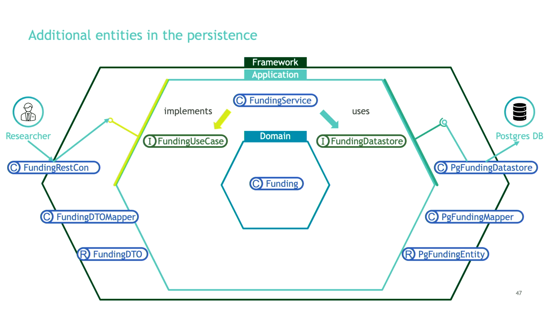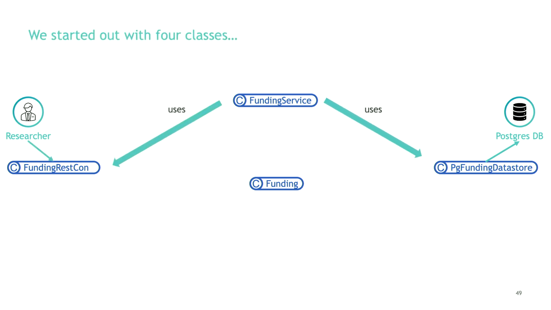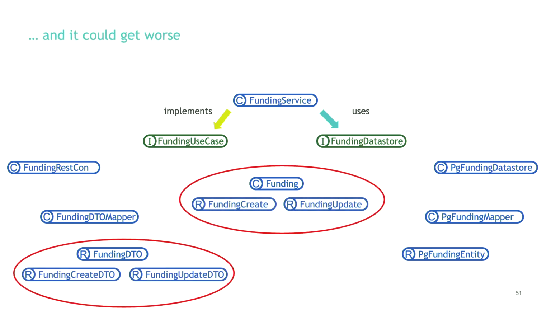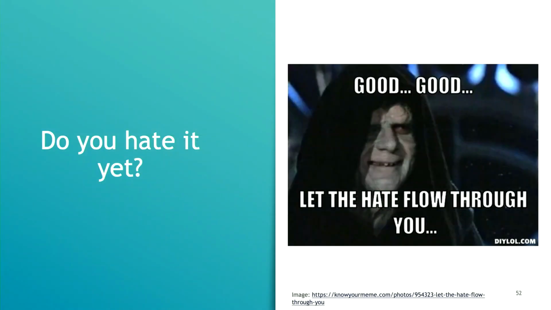And now this is where the bad reputation gets from. Because if you remember how we started out, we had 4 classes in the beginning. Now we already have 10 classes or interfaces. And depending on if you're doing something like having separate DTOs for create or update objects, then you need representations for that in each layer as well. So now this is already 14 classes. And yeah, this is why some people say, okay, this is super bloated and I don't really see the value in it. So this is why some people hate it.